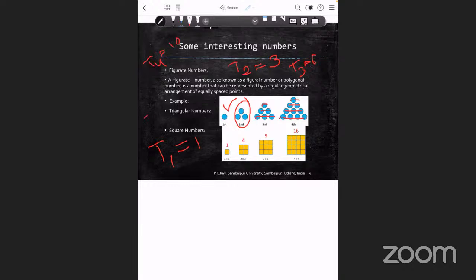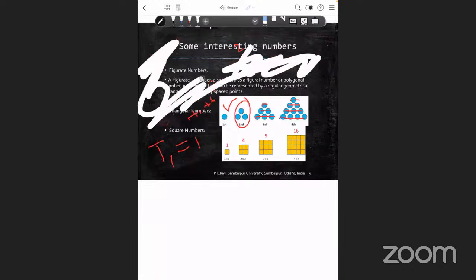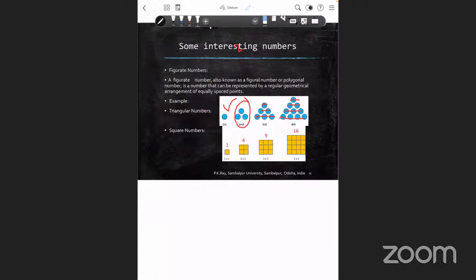So one can easily say, what about T6? T6 is 1 plus 2 plus 3 up to 6. So 6 into 7 divided by 2. There is a formula, you know, that the sum of the first n natural numbers is n into n plus 1 by 2. So one can easily say that the nth triangular number, Tn, is n into n plus 1 divided by 2. From that we can find T100 also. T100 is 100 into 101 divided by 2, that means 50 into 101. Whatever value that is gives us the 100th triangular number. So this is the way to find the triangular number.